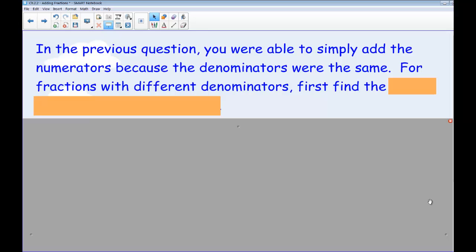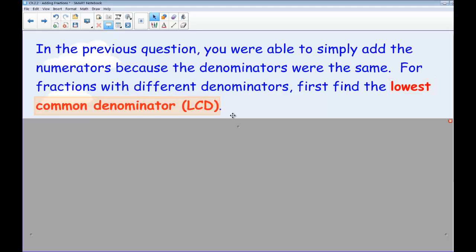So in that previous question, you were able to add the numerators because the denominators happen to be the same. Now what happens if the denominators are different? Well, then you first need to find what we call the lowest common denominator, otherwise known as the LCD for short.